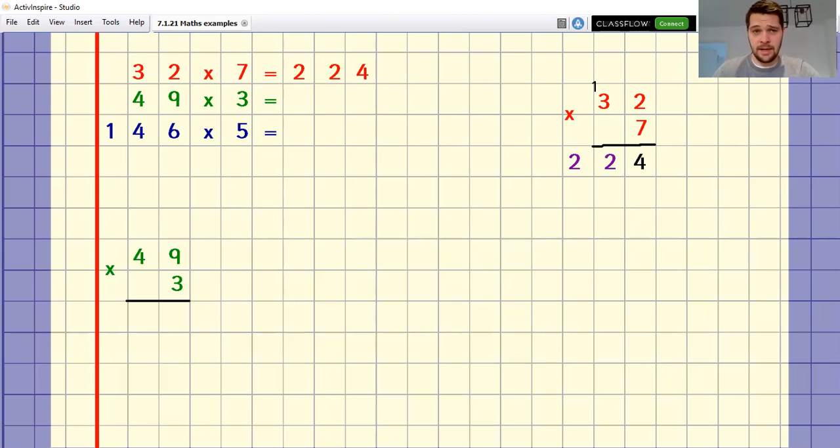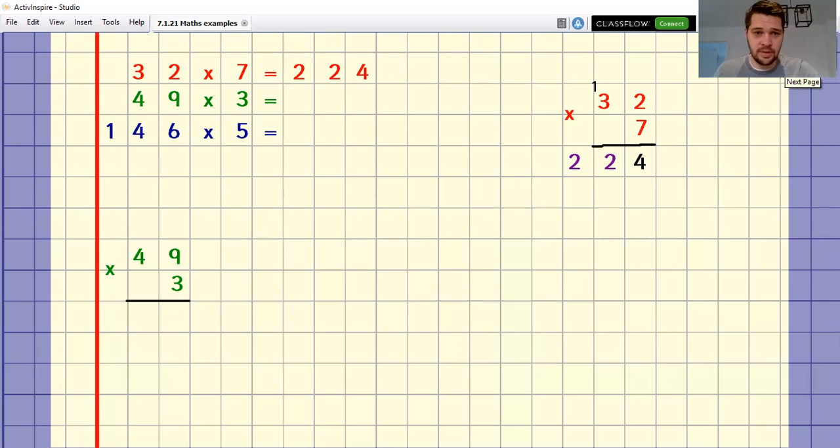So hopefully you've noticed that this is how we lay it out now. 4 tens, 9 ones multiplied by our 3 ones here. You might want to have a little practice of this by yourself now by looking at the example here. First step, 9 times 3. If you're struggling a little bit with your 9s, remember the trick that I showed you where you write down your 0 to 9 and then your 9 up to 0, to help you out. But 9 times 3 is 27.